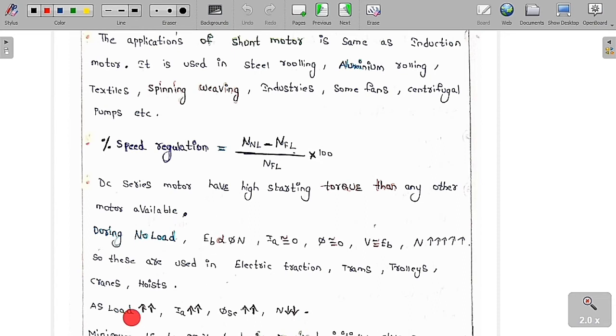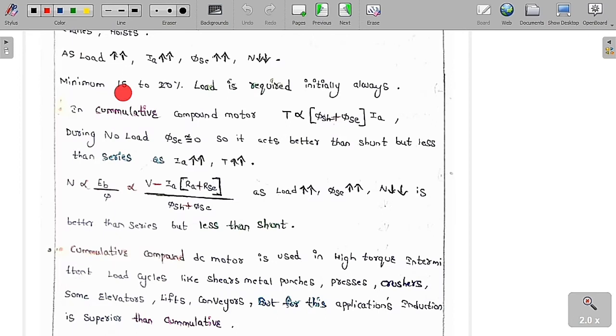See, as load increases, what is going to happen? As the load increases, Ia increases, then phi sc increases. As phi sc increases, definitely speed will decrease. For this DC series motor, I have already shown you the graph of speed with respect to armature current is a rectangular hyperbola.